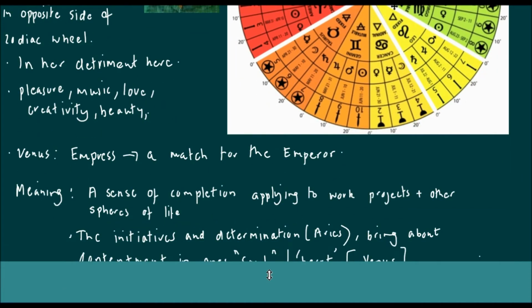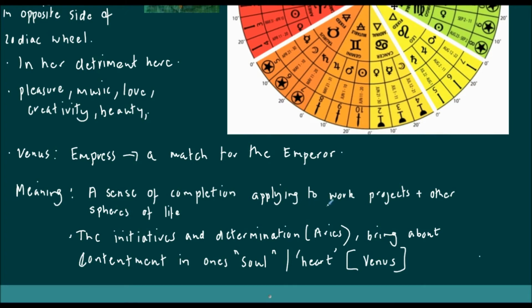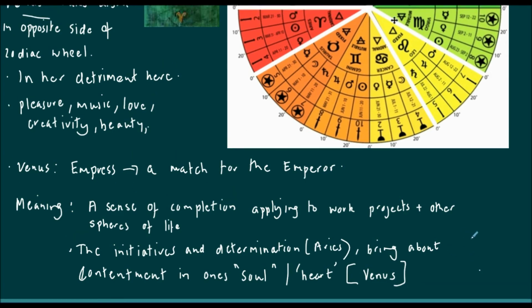So for this card, it plays out a meaning, a sense of completion, applying to your work and projects and other spheres of your life, could be spiritual aspects of your life. But it's like the aspect of Aries which gives the determination and the initiative that we saw in the first two cards brings about a contentment, where you put your soul, your heart, which is to do with Venus. So this is where these two energies blend between the Empress and the Emperor. They both complement each other and support each other in a positive way.